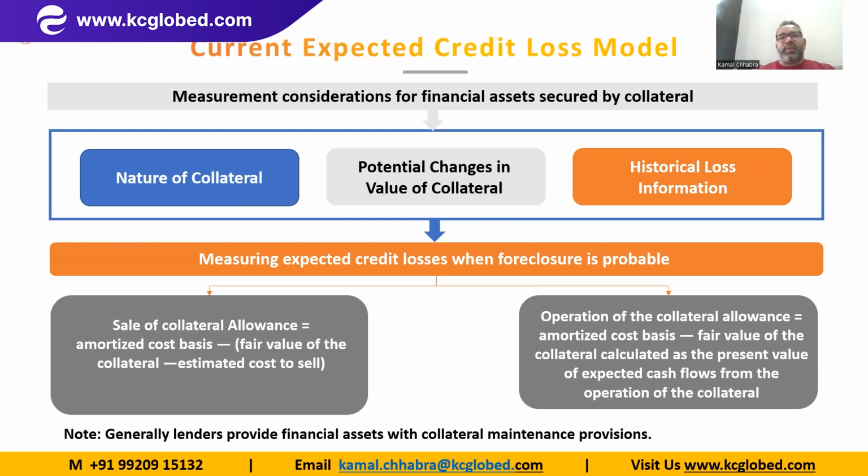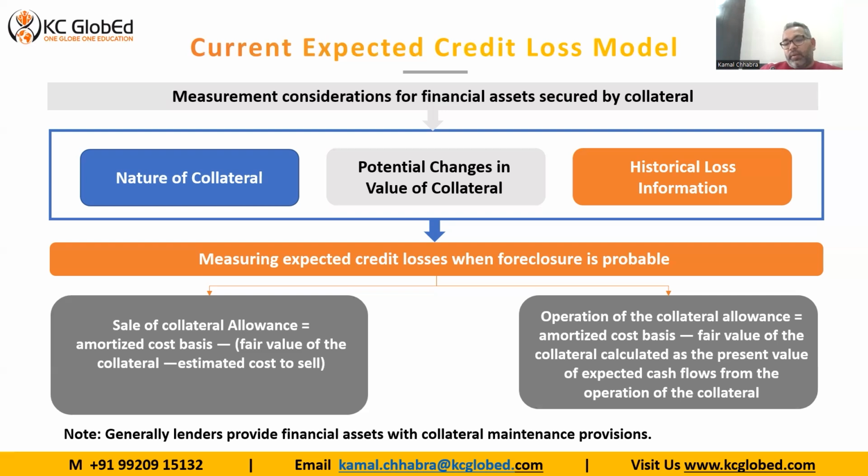when foreclosure is probable. So first, if you are selling the collateral, the sale of collateral allowance is equal to amortized cost basis minus fair value of the collateral minus estimated cost to sell. So that is the sale of collateral allowance. The other is operation of collateral allowance, which is equal to amortized cost basis minus the present value of the expected cash flow from the operation of the collateral.